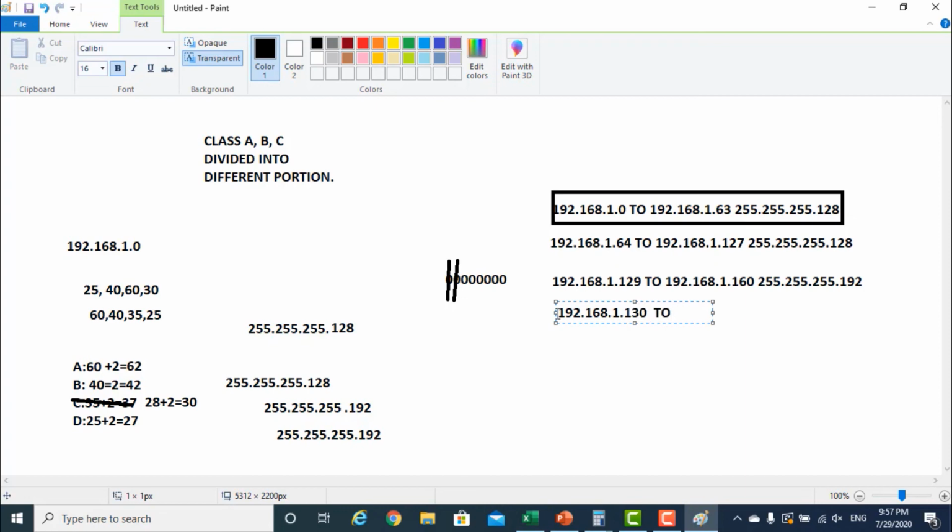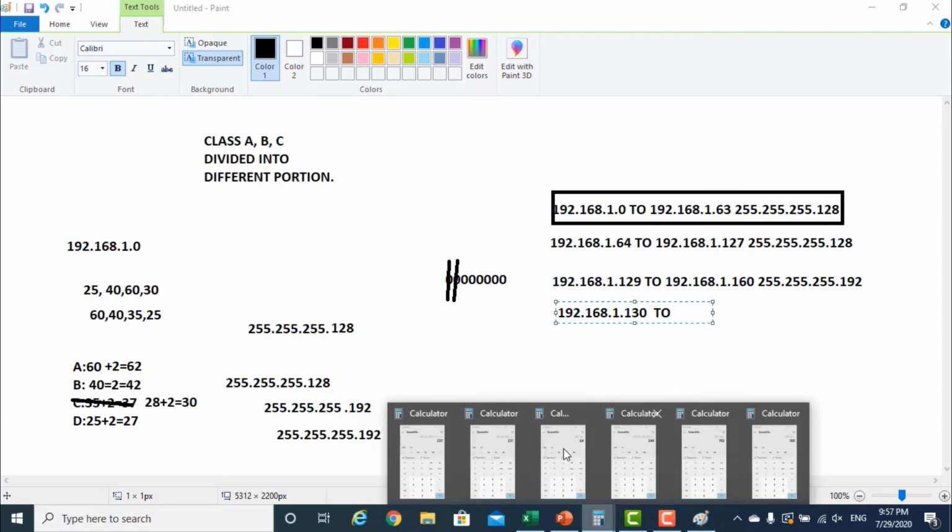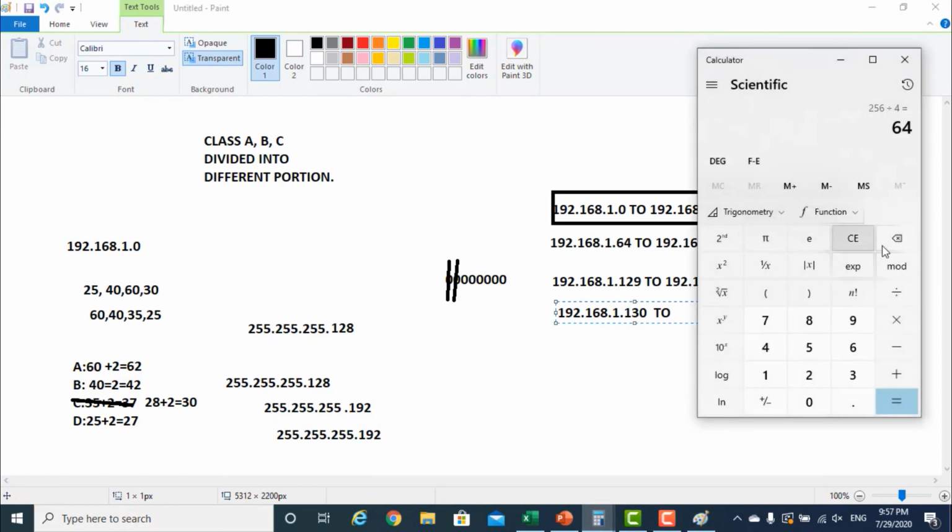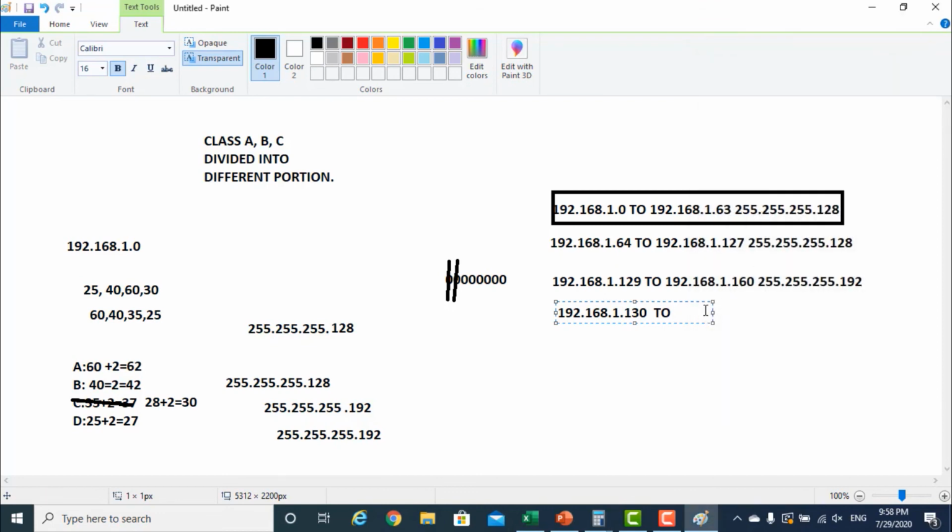To how many addresses? Let's go to the calculator and add 192 plus 32 only. So we have 224. Till 224, 192.168.1.224, and my subnet mask is going to be 255.255.255.192. I hope you understand it very well.